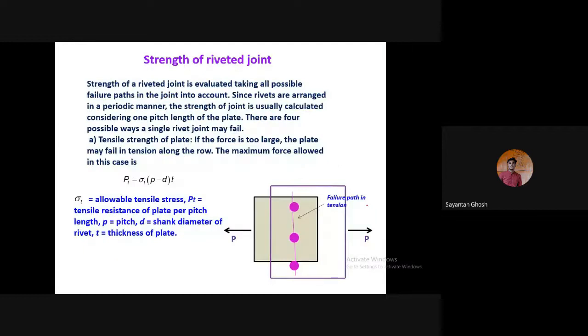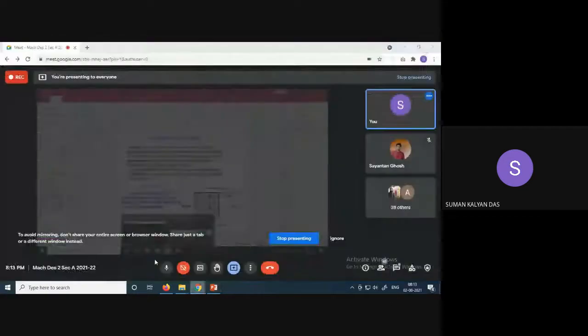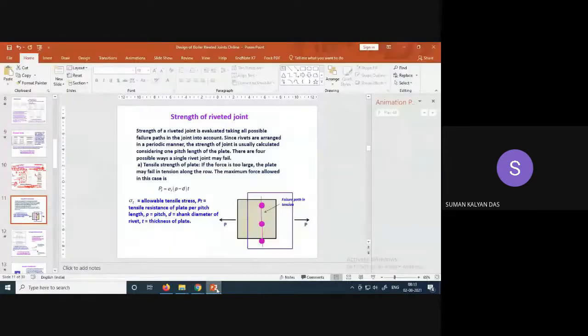Acha, now we enter into the strength of the riveted joint and we'll understand the strength in more details. So first the failure criteria, if we try to understand the design of the rivets in terms of the failure category. Somebody is trying to join again. No? Okay, some false alarms coming.